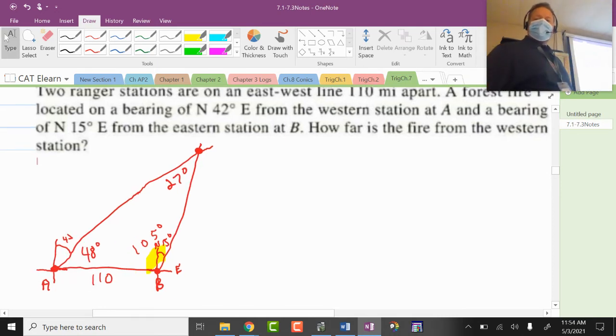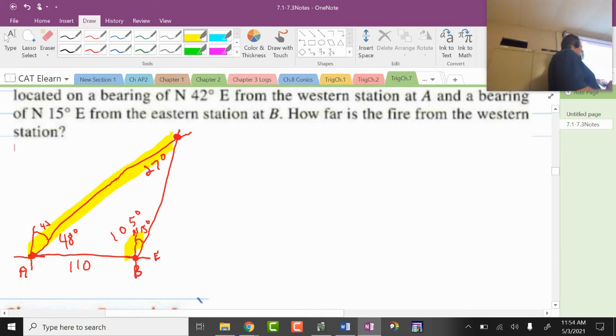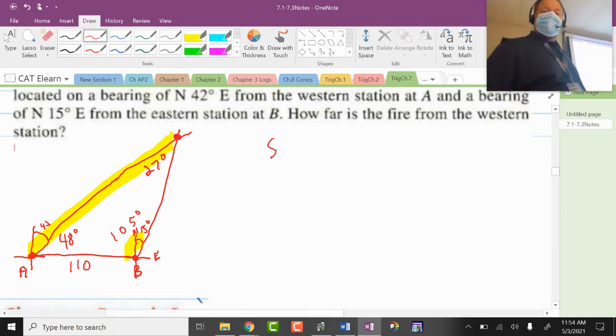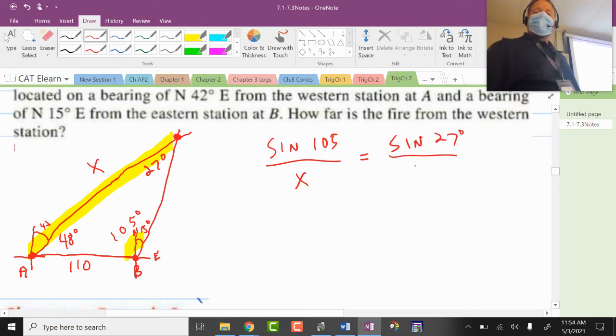How far is the fire from the western station, which is station A? Well, station A and the fire are this distance from here to here. So that's what I'm finding. I'm finding that distance, which is opposite 105. So to find that, now it's easy. It's sine 105 over x. We'll call that x, the distance that we're looking for. And that equals the only thing that's given that I can use, which is sine 27, because that is opposite the 110 that's given. Right?